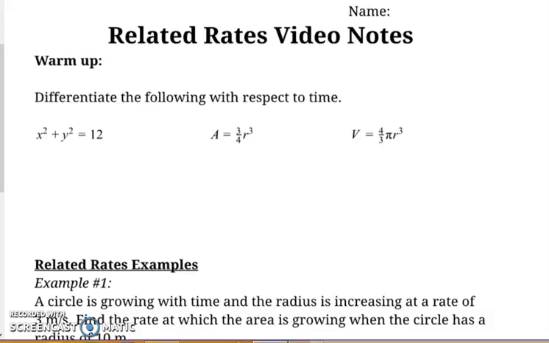Okay, first thing I'd like you to do is take the derivative of these three equations with respect to time. So with respect to t. Pause the video, do that, and then come back and check your answers.